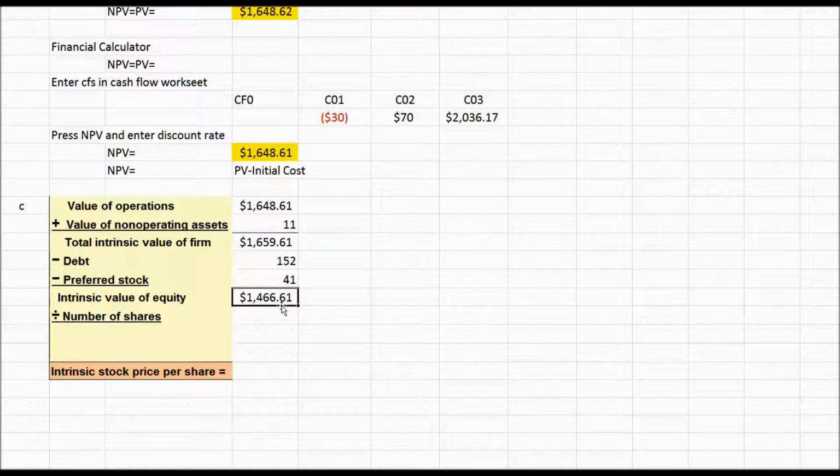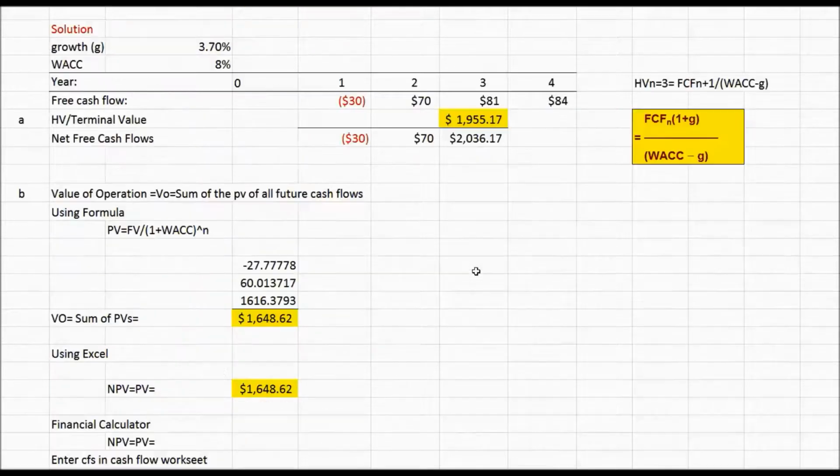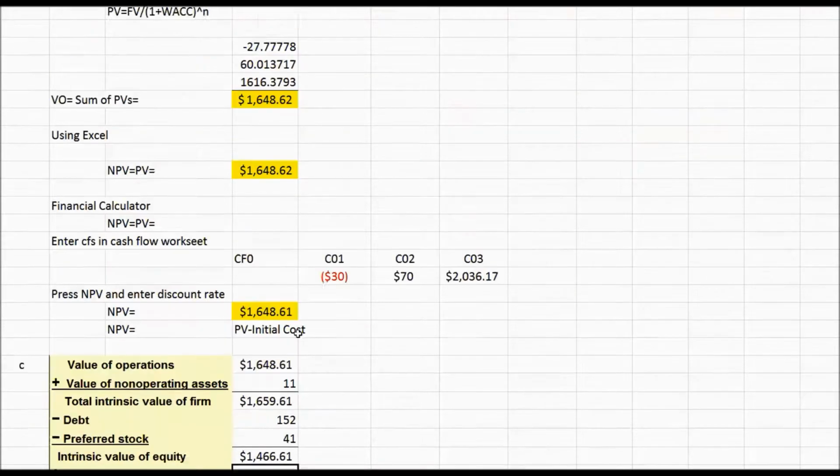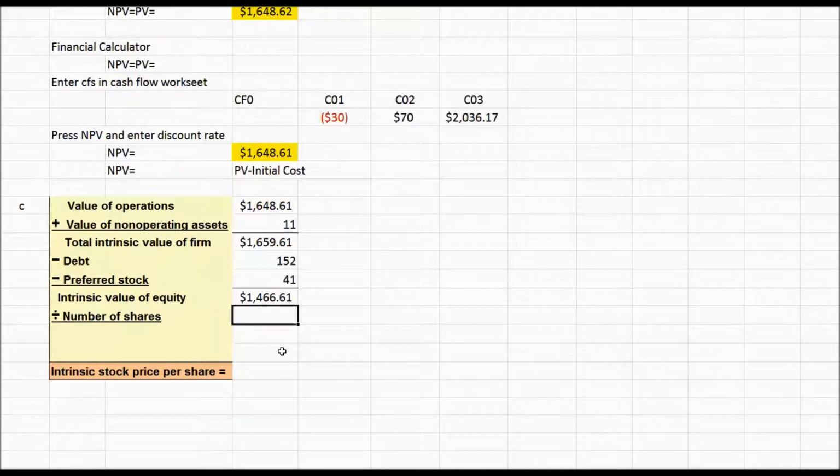$200 minus 50 equals $150 is your equity value. Same thing here. We have equity value is 1466.61 million. Now, how many shares do we have? We have 100 million. So we have that 100 million. Let's put it here. Okay.